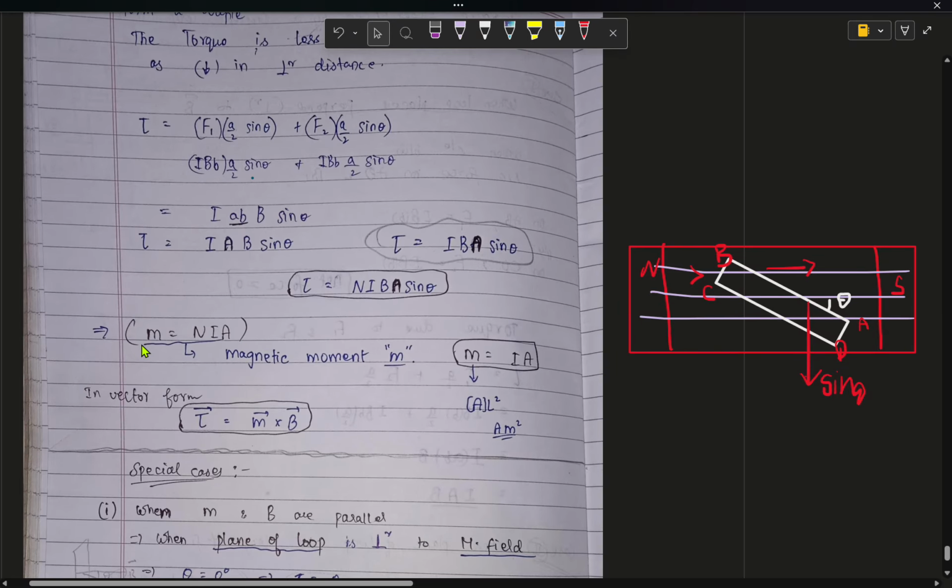And one more important formula, magnetic moment. What is magnetic moment? Current into area of the loop. You might have seen this from the moving coil galvanometer in current electricity. So that formula only: current into area of the loop. For n loops, multiply with n. In vector form, you can just write torque is equal to IA cross B, right? IA is the magnetic moment. So M cross B. That's it. MB sin theta you can have.